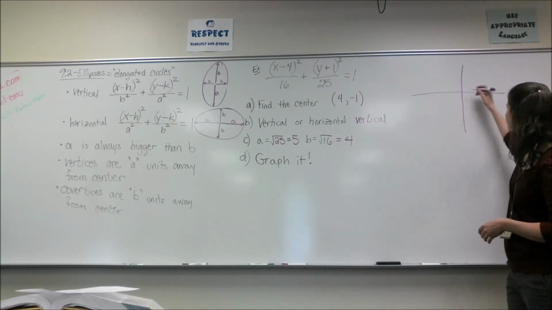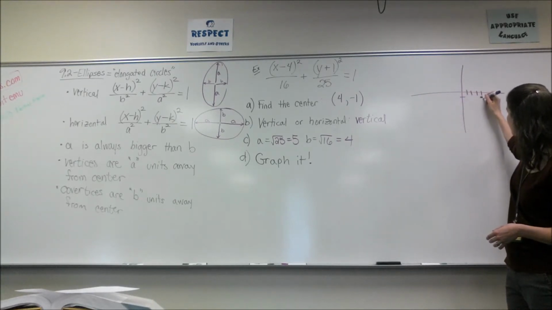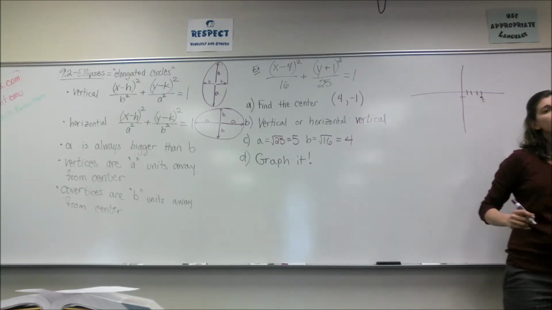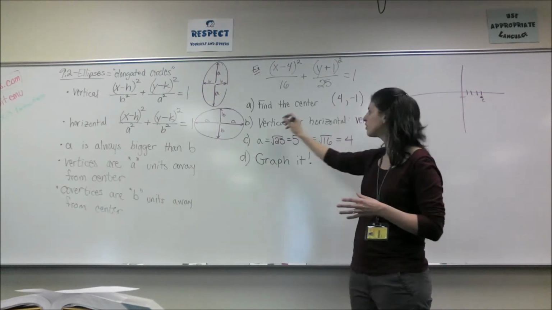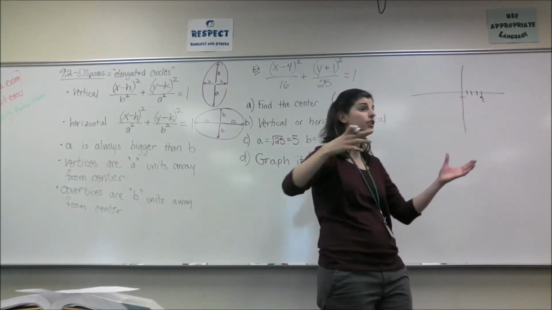My center is at (4, -1). (4, -1) is right there, and I'm going to call it my center. My A value and B value, I needed to decide if it was vertical or horizontal because that tells me which direction to go longer units.